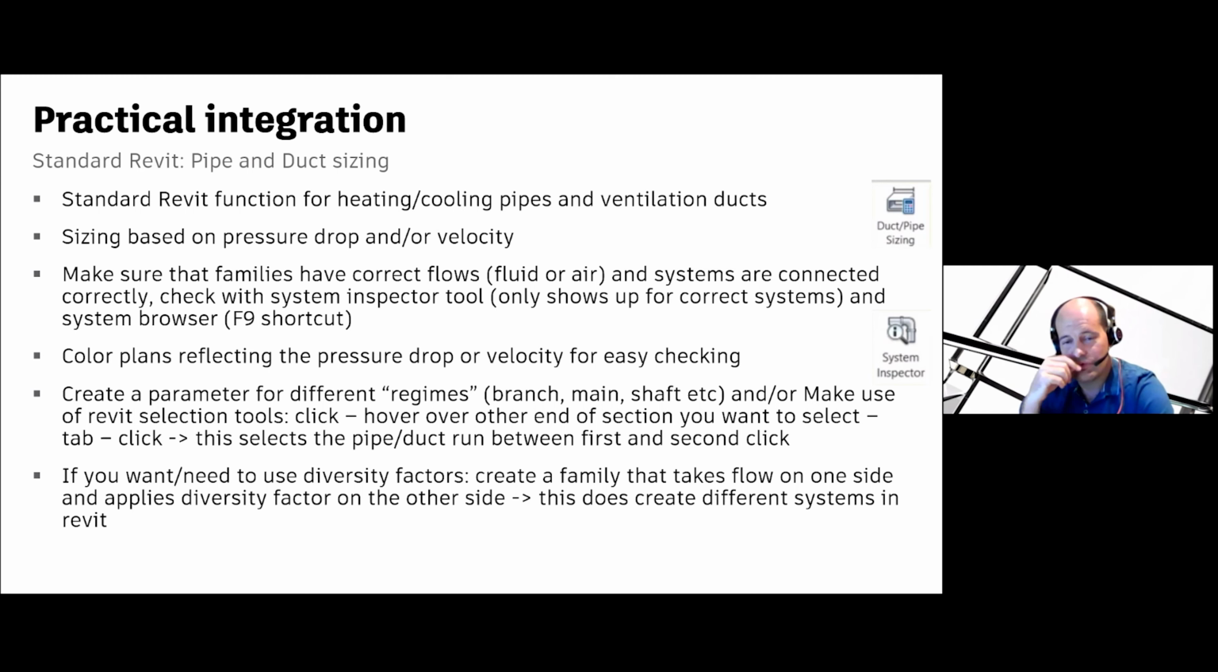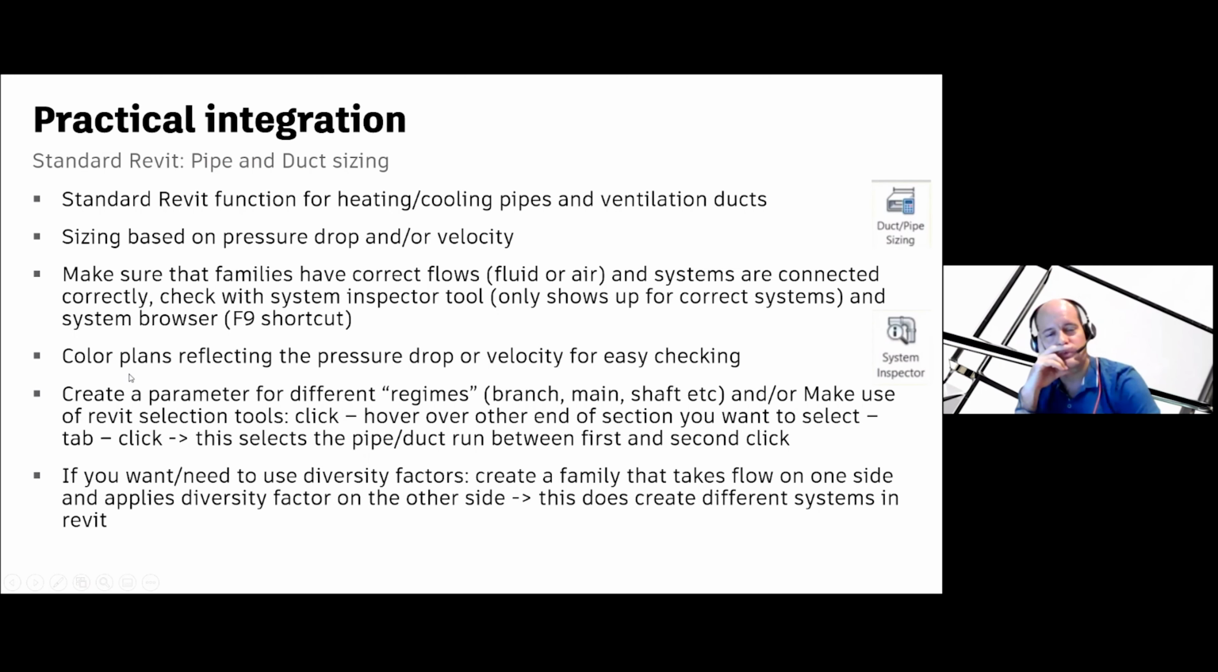And it's also a very good first check to see if your system has been connected correctly, because if you select a system and the system inspector icon does not show up, that means that your system is not correctly connected. So then you need to close and open, and typically connect something where the pipe or the duct is very close to your family but not logically connected. So then you need to check those. You can also switch on the option in Revit to show the open ends, which is also very helpful. And also your system browser with the F9 shortcut also makes a lot of sense to check how your systems are connected and how they're doing in Revit.